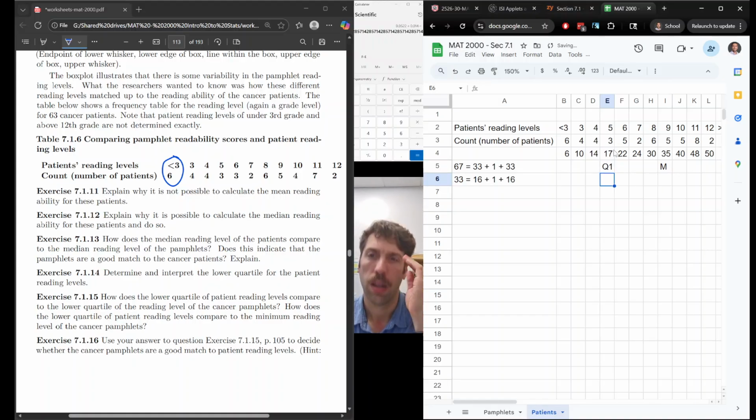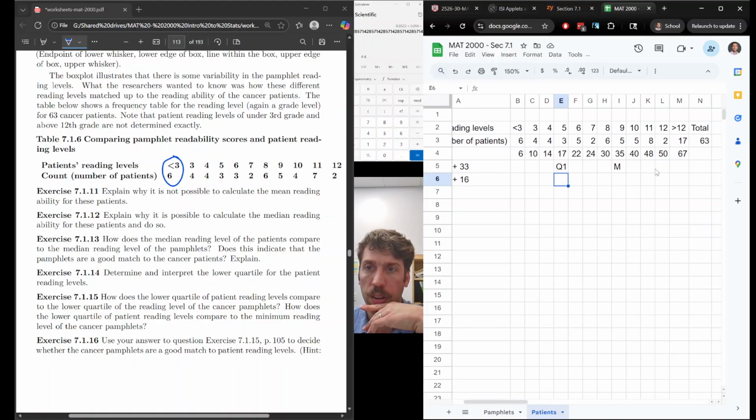And then 33 plus, so actually 34 is the middle person. 34 plus 17 would be 51. And so then the 51st person would be right here. Okay.